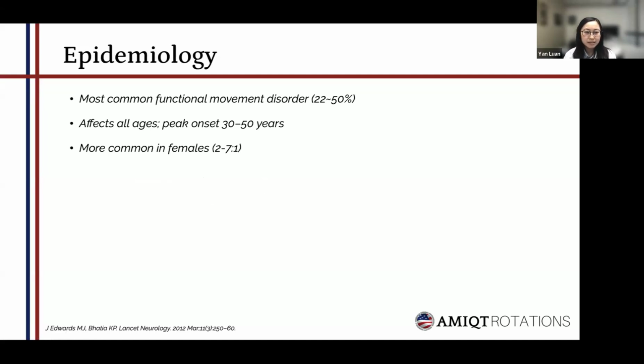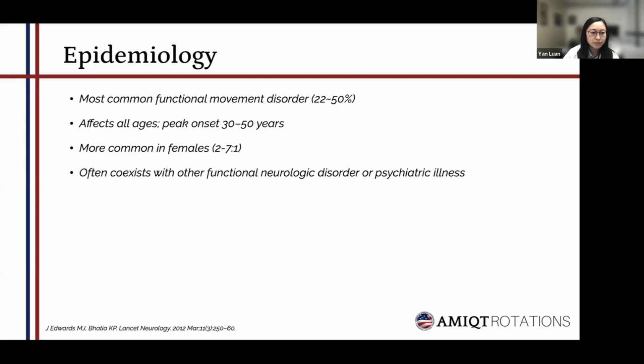It's more commonly seen in females, and depending on different studies, the ratio of affected females versus males is around 2 to 7 versus 1. And in males, the onset of functional tremor is usually later in life. It often coexists with other functional neurological disorders or psychiatric illness.